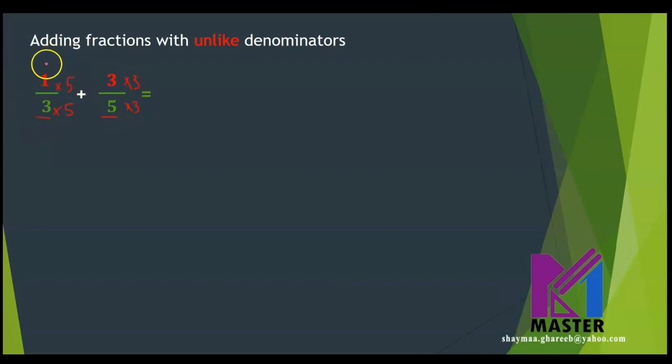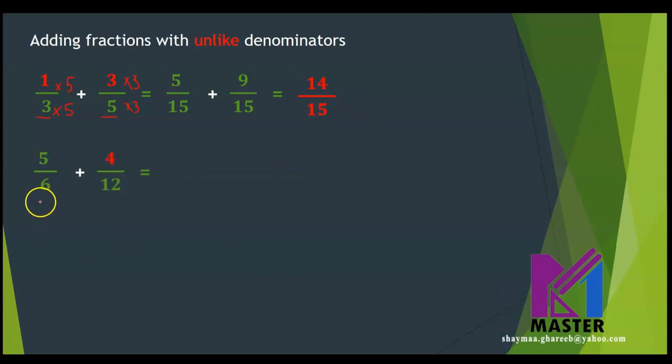The first fraction here will be 1 times 5, 5 over 15. So it will be 5 over 15. And the second fraction will be 9. 3 times 3 gives 9 over 15. Now I can add 9 plus 5 equals 14 over 15. Can I simplify this fraction? No, because it is the simplest form. And it is a proper fraction, so I will leave it as it is.